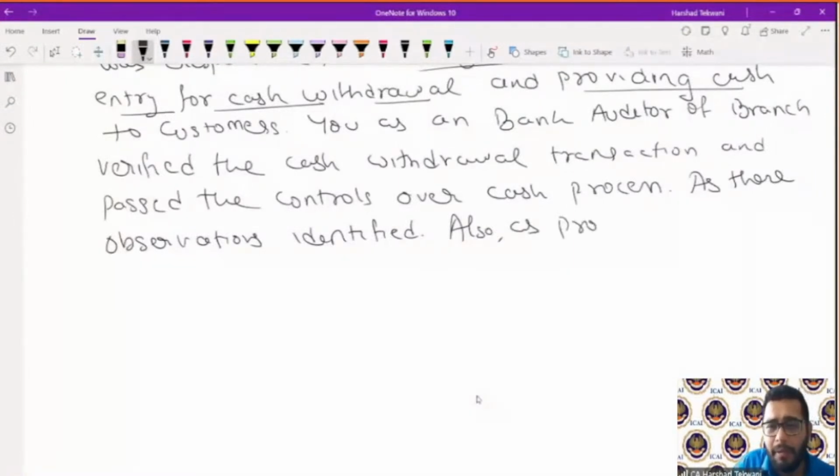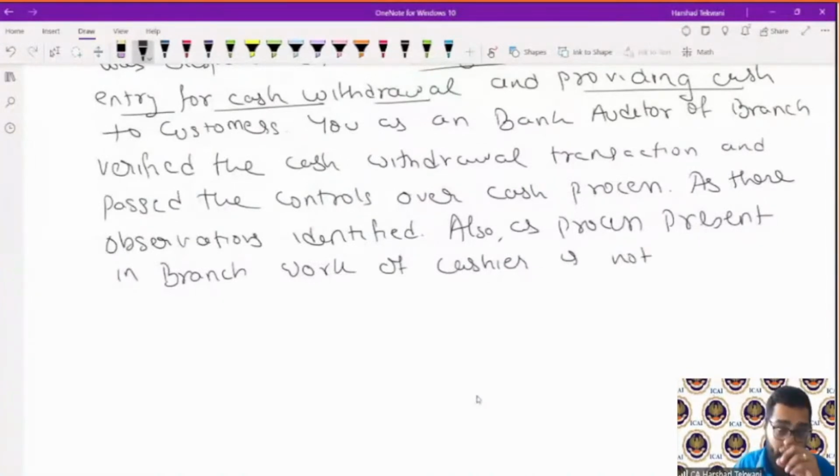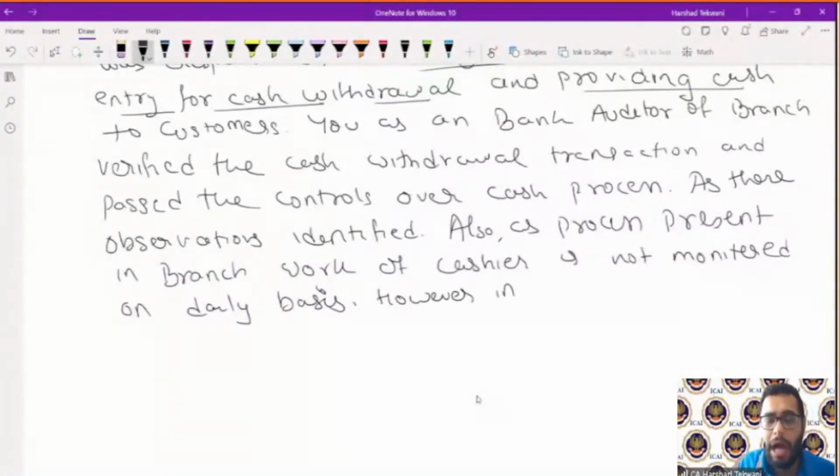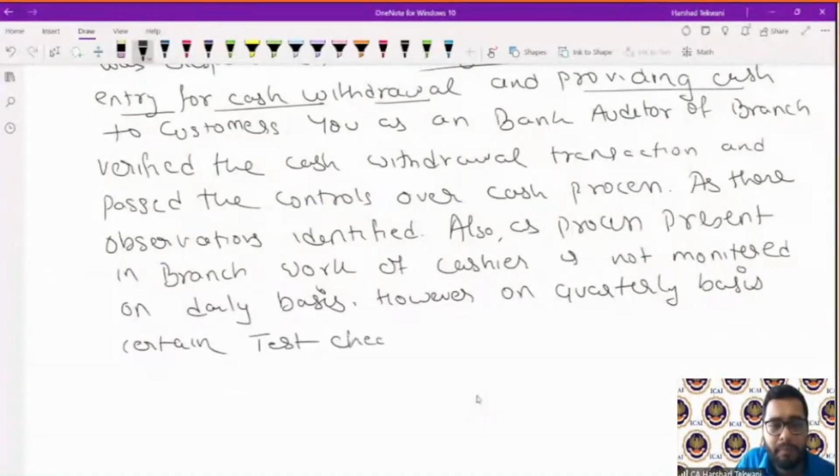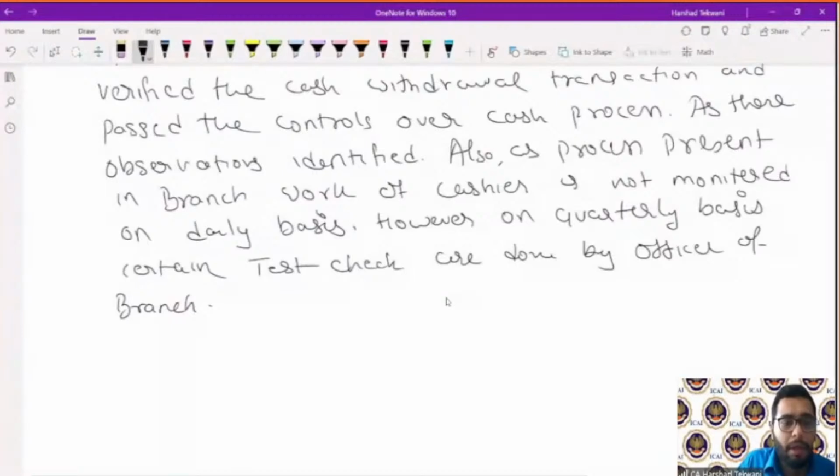Also, as per the process present in the branch, the work of the cashier is not monitored on a daily basis. However, on a quarterly basis, certain test checks are done by the officer of the branch. Okay. You pass the control over the cash process.